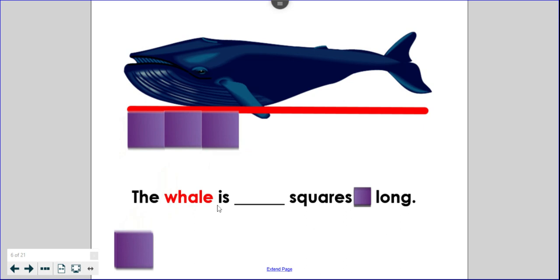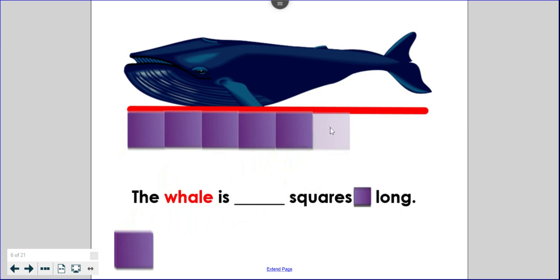You're right. I'm not done measuring because I didn't get all the way to the very end of the tail of my whale. So I've got to keep measuring. My whale is longer than 3 squares long. Let's keep going. Do you have an estimation how long you think my whale might be? How many squares do you think are going to fit from this end of the whale all the way to this end? 5? 6? 7? What do you think? Let's keep measuring and find out.